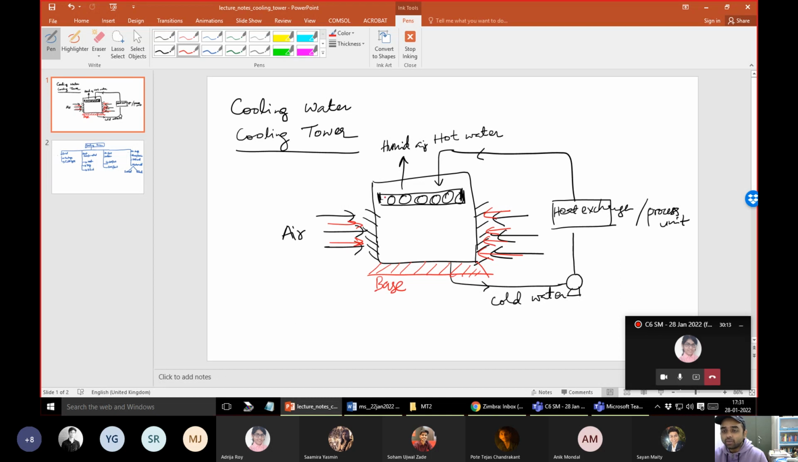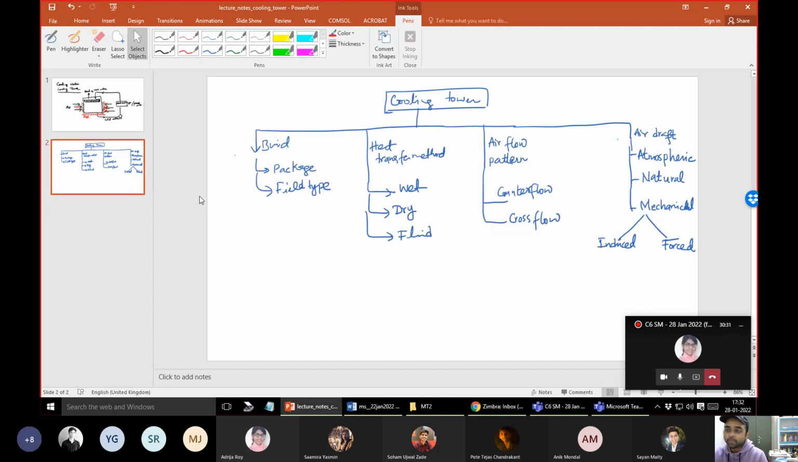But if you want complete countercurrent exchange, then there has to be an elaborate arrangement at the base so that there is appropriate provision and clearance for the airflow. So that is one advantage of the crossflow, and that is the reason why we see most of the times there is a crossflow arrangement of the cooling towers.